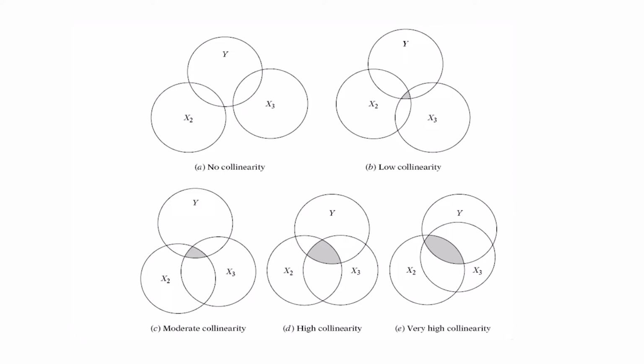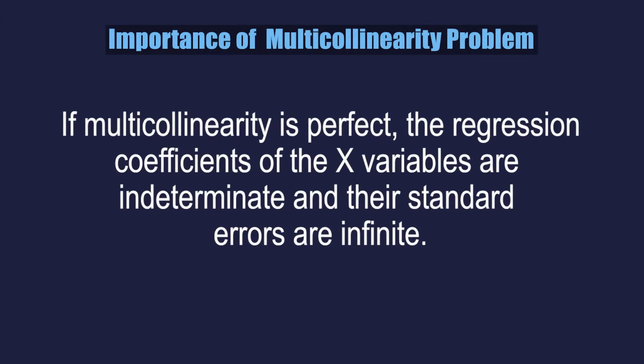That means in this particular slide, we are getting a pictorial representation of how the independent variables are related with each other, and we are proceeding from no collinearity to very high collinearity. This projects the problem of multicollinearity in the data set. Next, we need to understand why this problem is important, or what the relevance of this multicollinearity problem is. In order to do this, we observe two important findings.